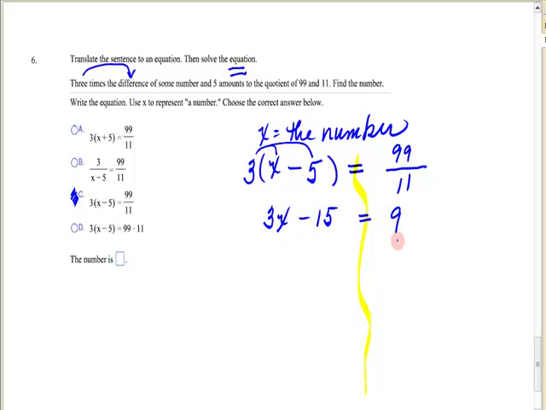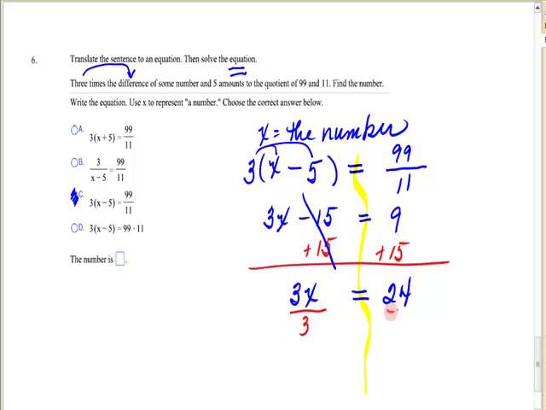Do I have variables on both sides? No. So I focus on the side that does have the variable. Is there a constant to eliminate? Yes. I'll do the inverse, which is add 15. That leaves me with 3x, that's become a 0, is equal to 24. 3 is the coefficient of x, so I'll divide by it. Divide by 3, divide by 3. X is 8. Probably shouldn't have left that in red ink, but I'm not going to go back and change it.